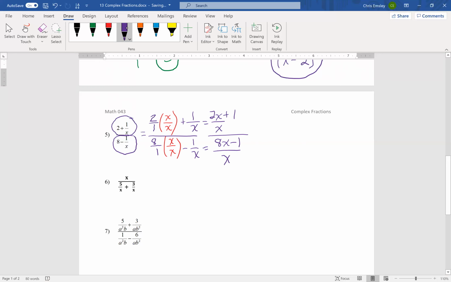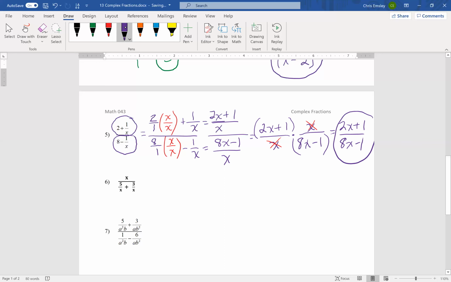Now that I have a single fraction on the top and a single fraction on the bottom, then I can do this the same way I've been doing those other examples as we started the video. Take the fraction that was up top, multiply it by the reciprocal of the fraction that was on the bottom. Okay, when we do that, those x's can cancel each other. And we end up with 2x plus 1 over 8x minus 1. Cannot reduce that 2 and that 8. Those are terms, not factors. So that is our simplified answer.